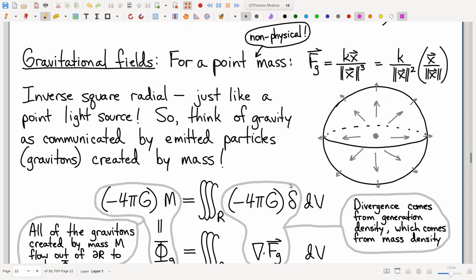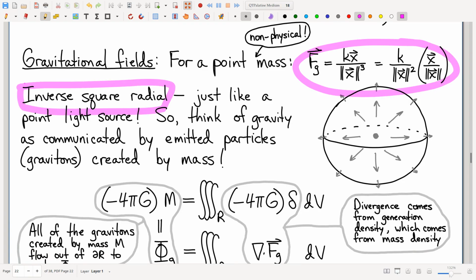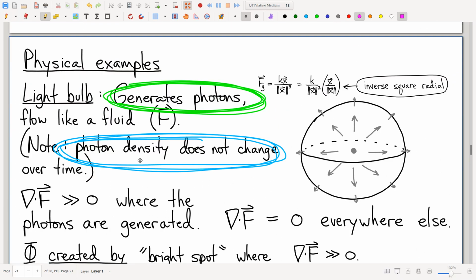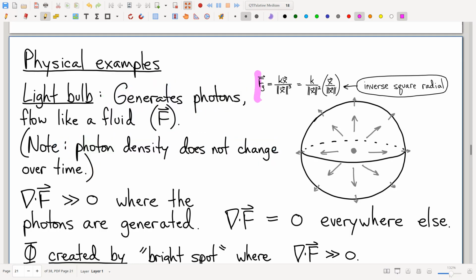Y'all probably remember the formula for a gravitational field. This is from chapter 3. It's inverse square radial. Way back, chapter 3. Inverse square radial. Wait a second here. Inverse square radial. Yeah, our light bulb example is inverse square radial. Now, this is what I like to call an eyebrow raiser.